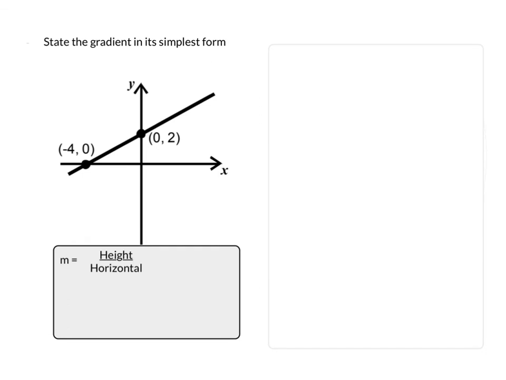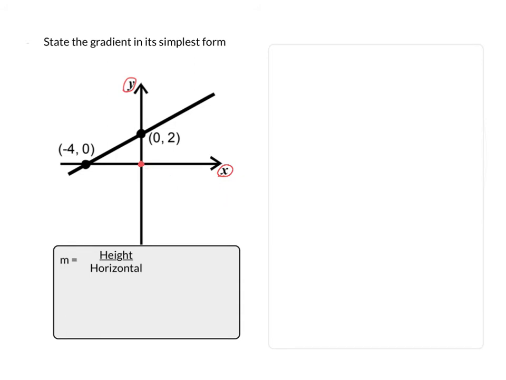Okay, so we have to calculate the gradient again. Now, we still have a line that's on a graph, but the grid lines have gone missing this time, but it's really not a problem. Okay, remember the coordinates always start from this point here, where the x and the y axes cross over. This point here is known as 0, 0, but it also has a special name, the origin.